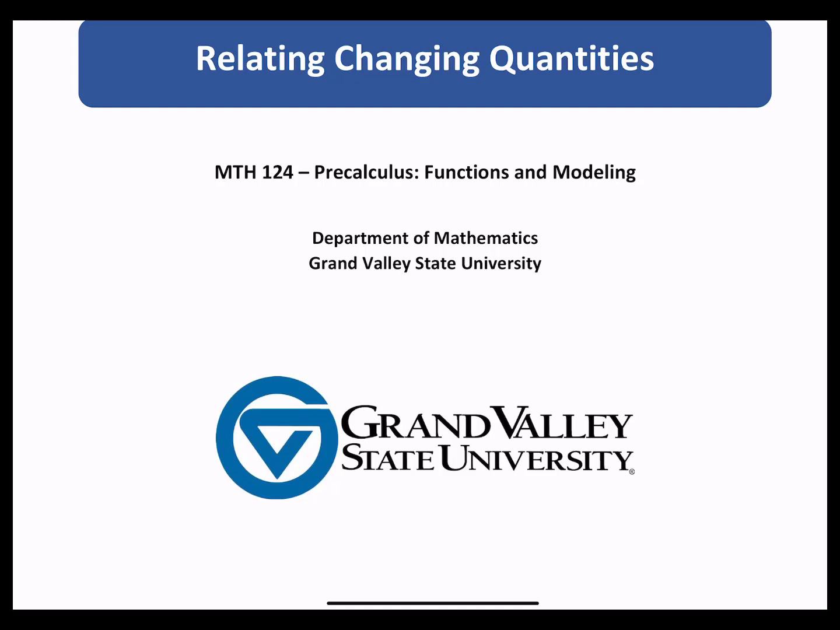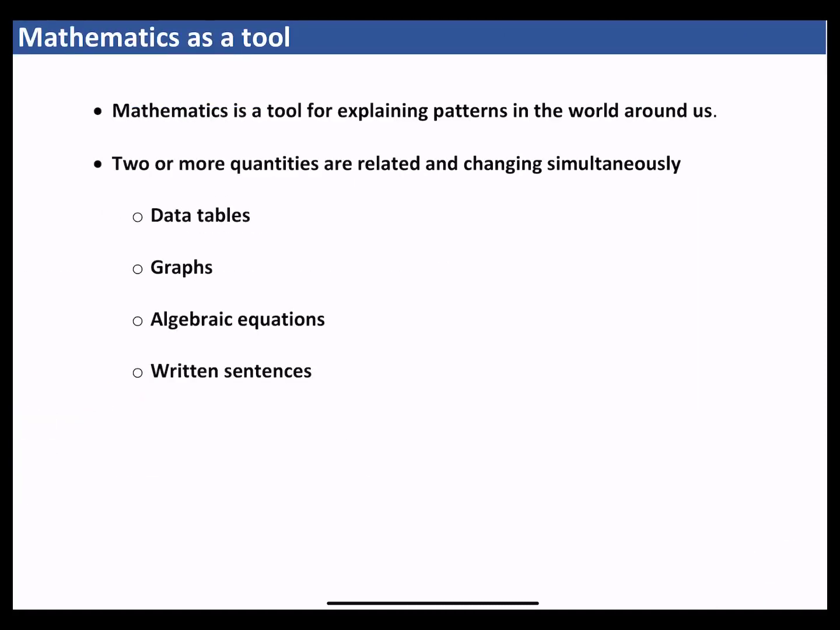Welcome to the screencast on Section 1.1 of Active Prelude to Calculus, Relating Changing Quantities. Mathematics is a tool for explaining patterns in the world around us. When two or more quantities are related and changing simultaneously, we often want to use mathematics to describe relationships among them. Data tables, graphs, algebraic equations, and written sentences are all ways to explain how the quantities are related.